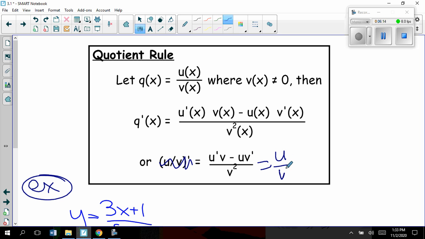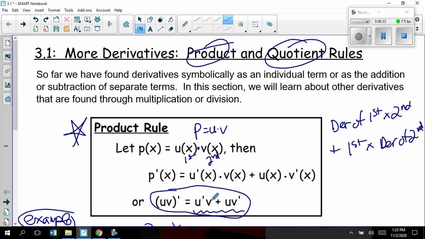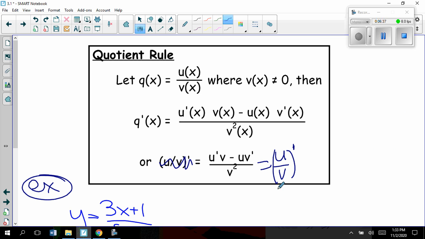U over v prime. So how your quotient rule works, the top is the same as the product rule, except we're going to subtract. So it's the derivative of the first times the second minus the first times the derivative of the second. And I know in the product rule, you technically could do these in either order because you're adding, and adding is commutative. But when you're subtracting, that is not the case.